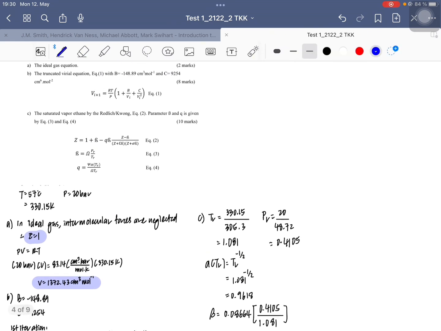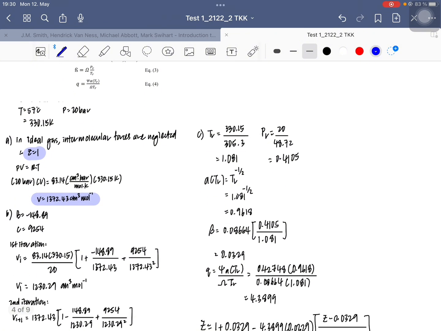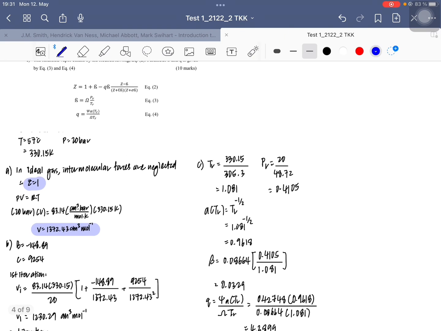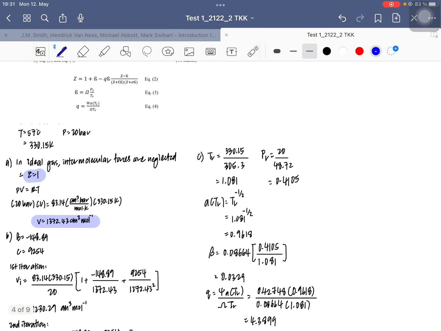Anyway, back to the ideal gas equation. It's very straightforward. Just plug all these given values into the PV equals RT equation, and by algebra, you just sub in those values and you will get this V equation. So Z equals 1 and V equals 1372.43.